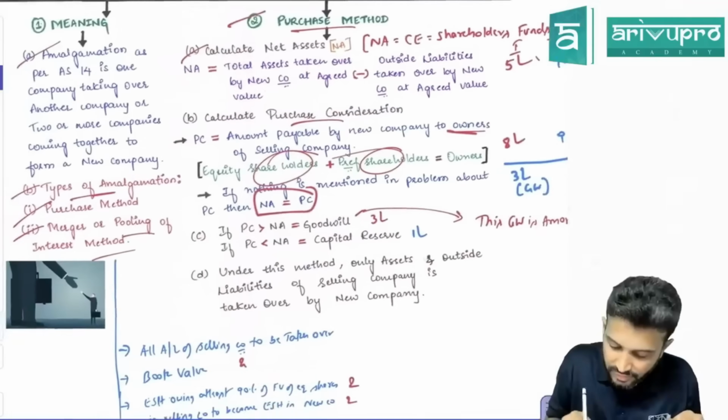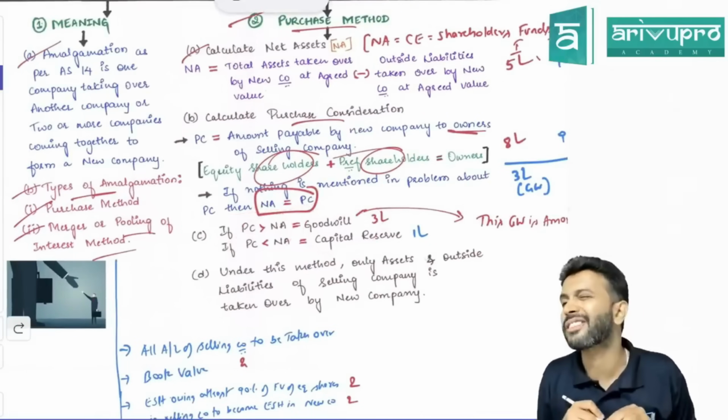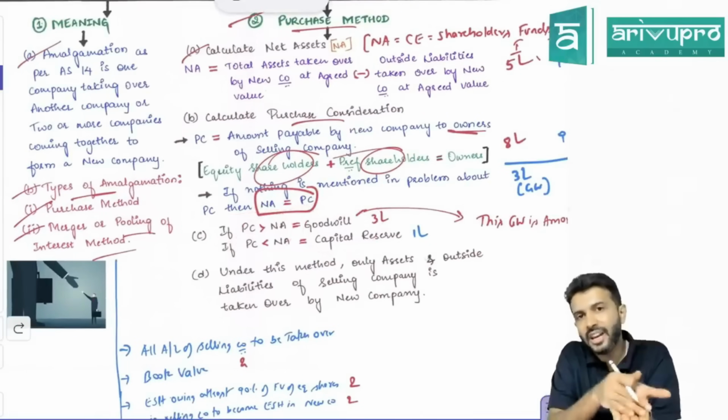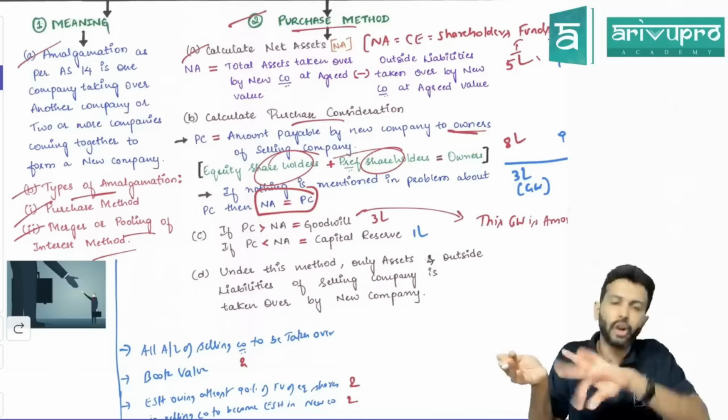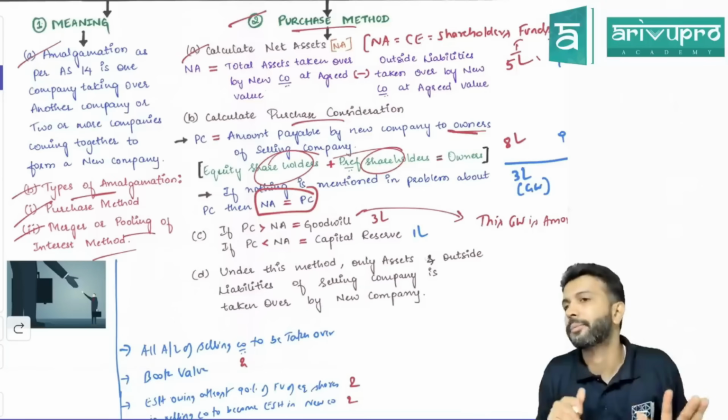So compare PC with net assets. Either you may get some goodwill or you may get some capital reserve. If PC is equal to net assets, then neither will you get goodwill nor capital reserve. That was the scenario. Done?